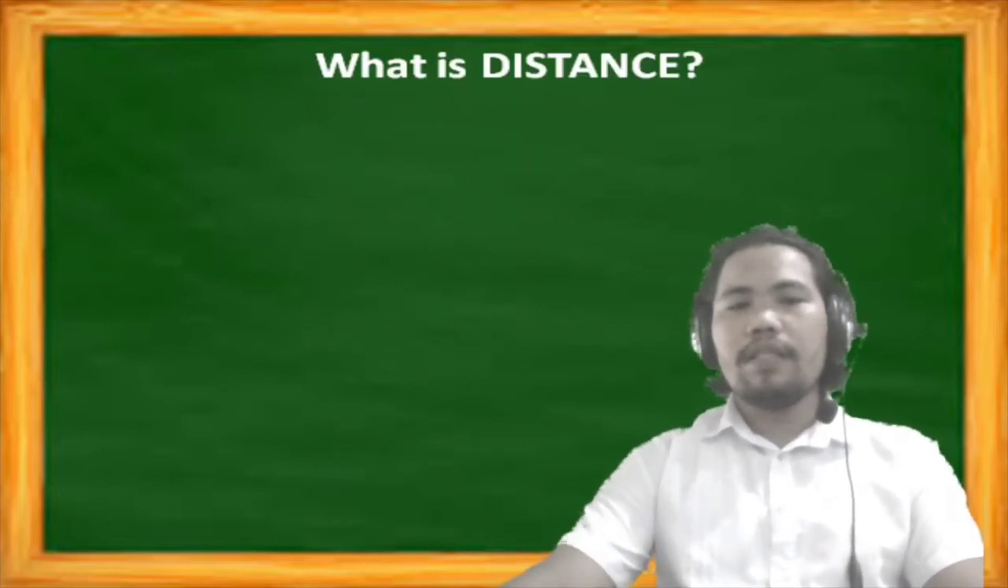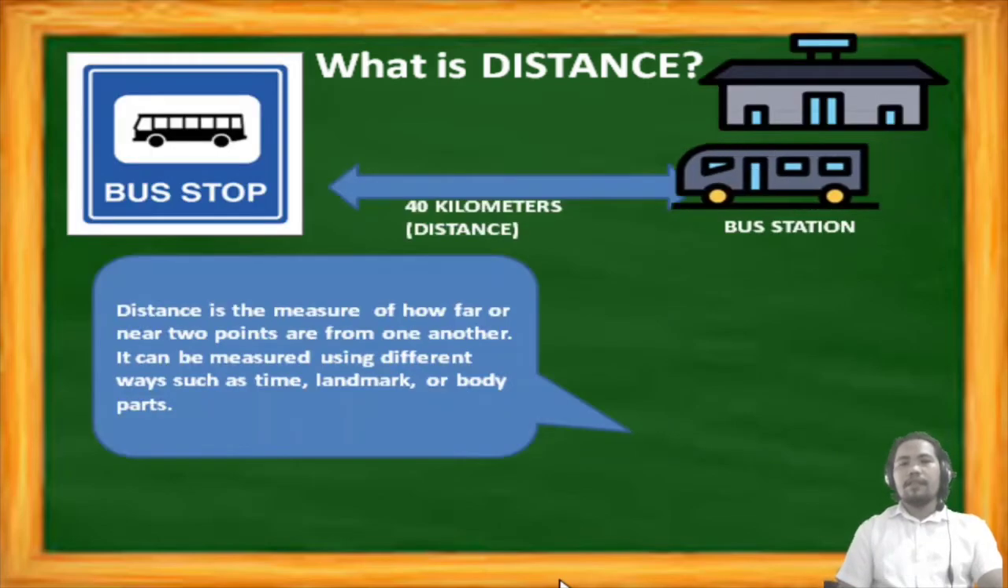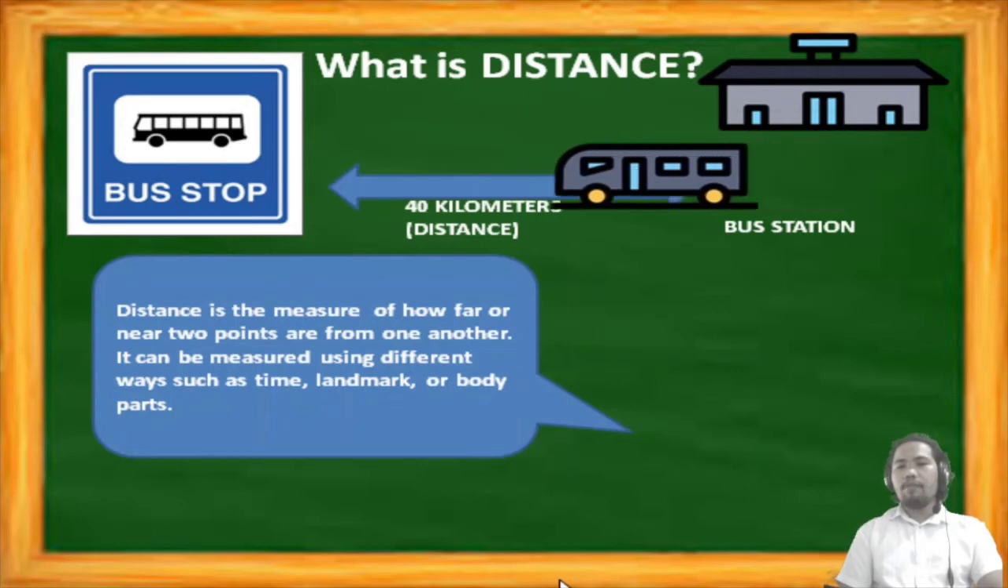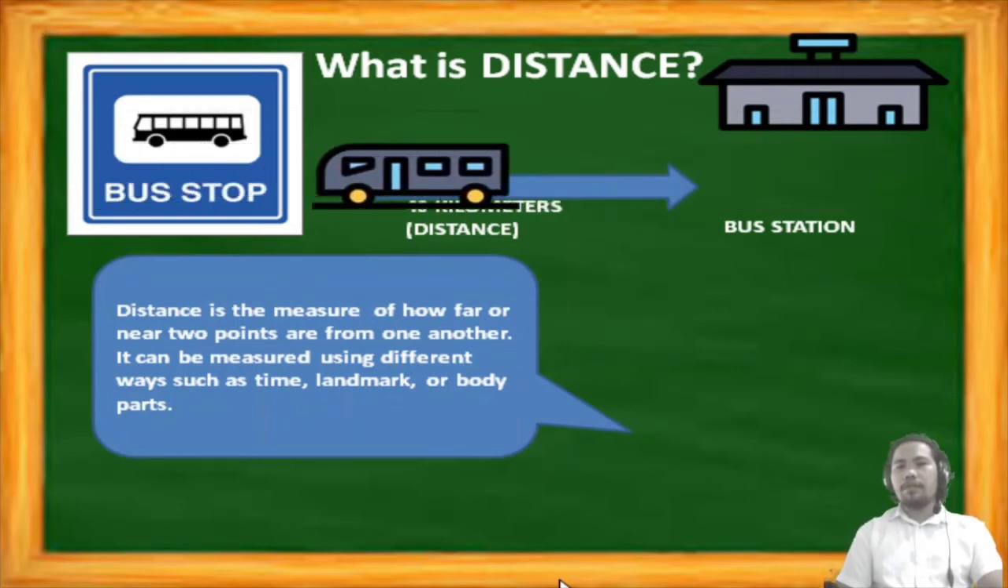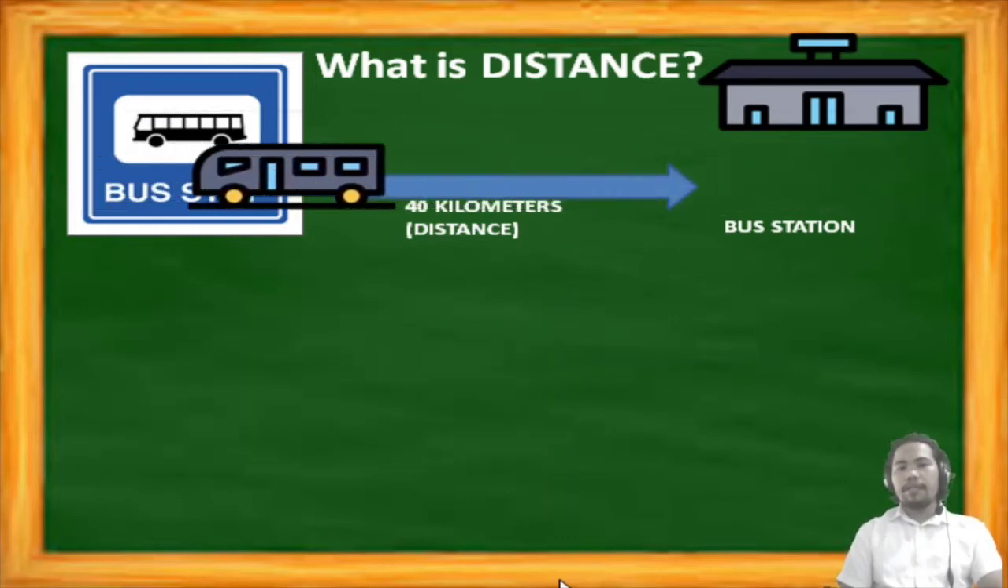So what is distance? Distance is the measure of how far or near 2 points are from one another. It can be measured using different ways such as time, landmark, or body parts.